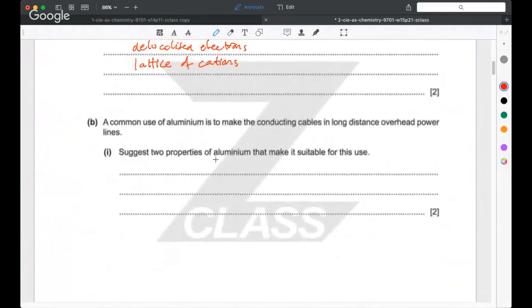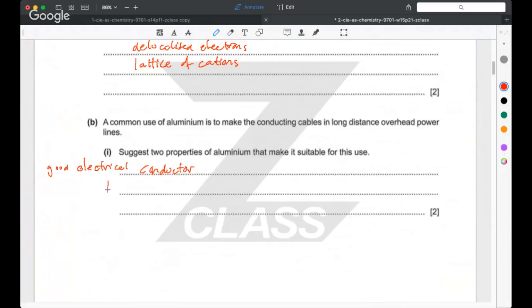Okay, so properties of aluminium that make it suitable for cables. Obviously, it's got to be a conductor. And the examiner said, well, a lot of students wrote conductor, but they weren't specific enough. Was it a good conductor of heat or a good conductor of electricity? Is it thermal conduction or electrical conduction? So really, to get the full mark there, you needed to say that aluminium was a good conductor of electricity or a good electrical conductor. You're distinguishing it from being a good thermal conductor, and that was the discrimination that the examiner was looking for.